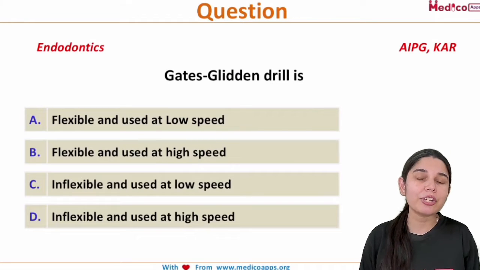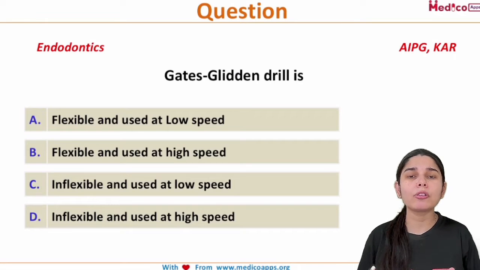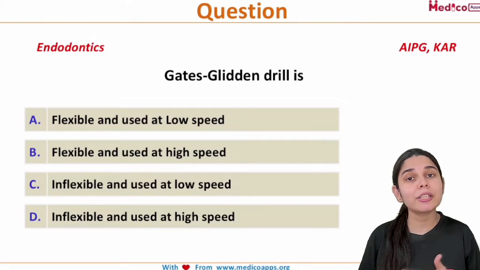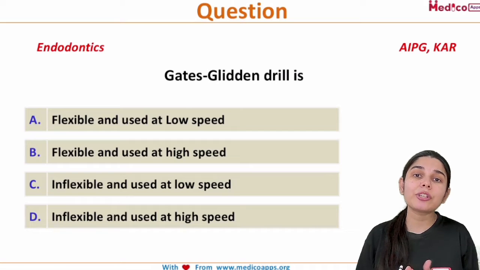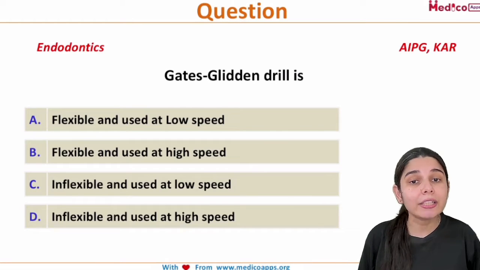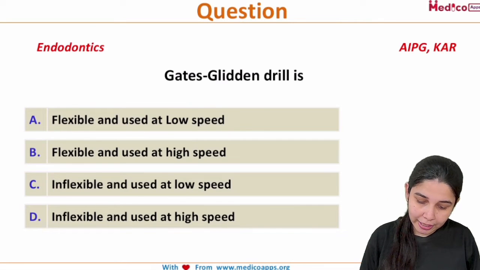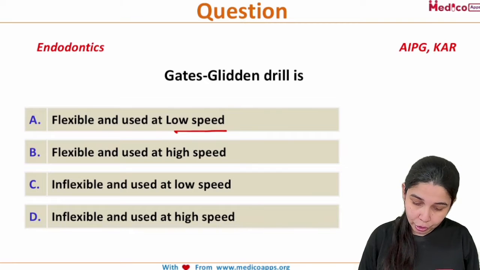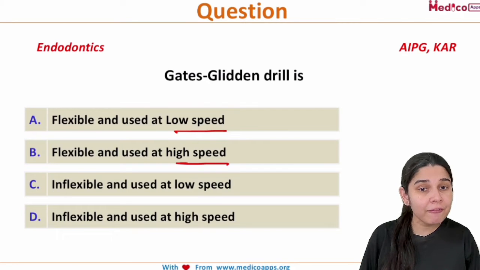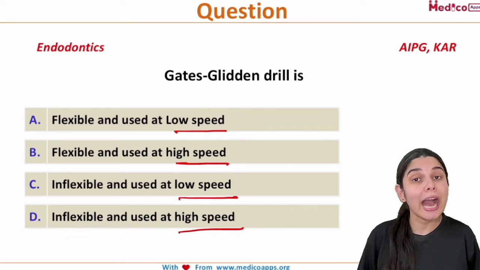So here the question which is being asked is from the All India PG exam, and it has also been asked in the local state examination. This question belongs to the endodontic subject, and the question is: Gates Glidden drill is, the options are flexible and used at low speed, flexible and used at high speed, inflexible and used at low speed, and inflexible and used at high speed.